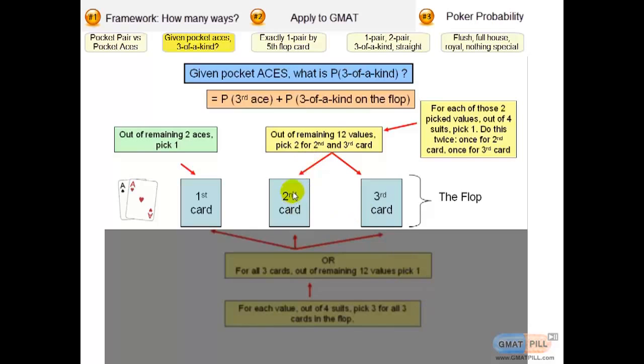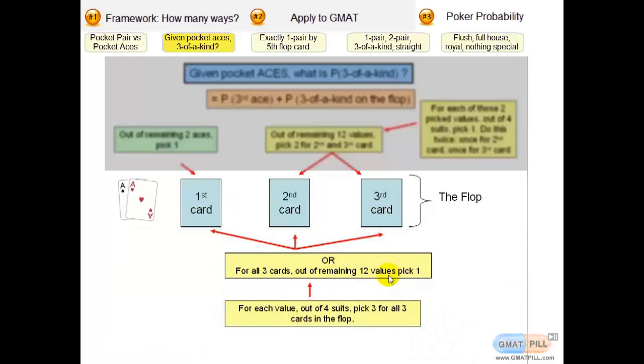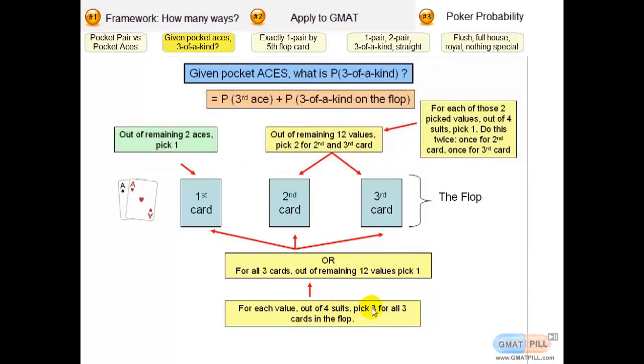So whatever value you pick for the second and third one, for each of those 2 picked values, you have to pick out of the 4 available suits, you have to pick one of those suits. And you do this for each of these 2 cards. So these 3 are for the third ace. If you get 3 of a kind just on the flop, that would be where, for all 3 cards, out of the remaining 12 values, you pick one of them. And then for that one value, you pick 3 suits. And you do that for each value. So for each value, out of the available 4 suits, you pick 3 of them.